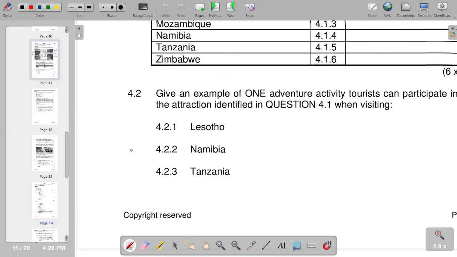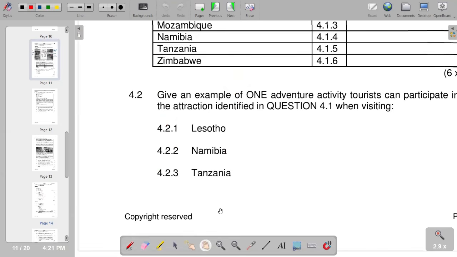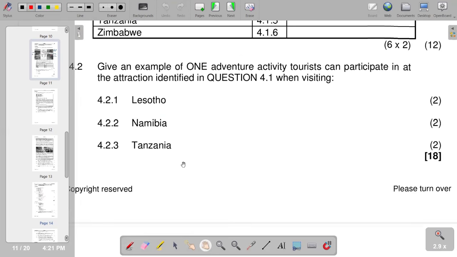Of course, on the next one is Tanzania. Remember, Tanzania is Mount Kilimanjaro. So what can we pick from Mount Kilimanjaro? We can have mountain climbing. Mountain climbing is also a part of that. So we've got mountain climbing, hiking, trekking, and horse riding in Mount Kilimanjaro. So this is what we have on question 4. So this is the last part with a total of 80 marks.